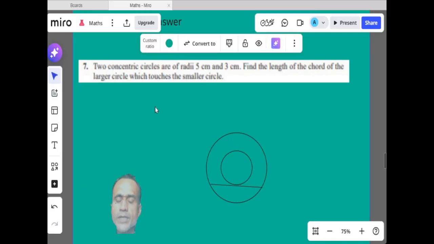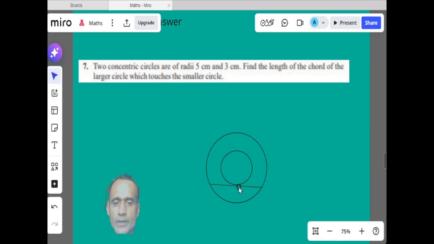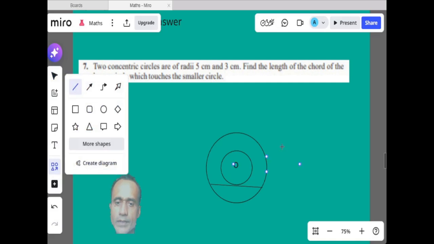So in question number 7, it looks tricky, but in fact it is easy. We are given two concentric circles. Concentric means the circles which have the same center. So let the center be O. These two circles have the same center O, and the radius of the larger one is 5 centimeter and the smaller one is 3 centimeter.